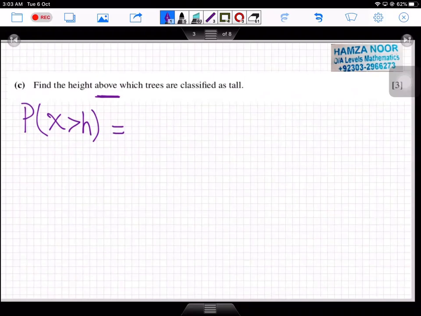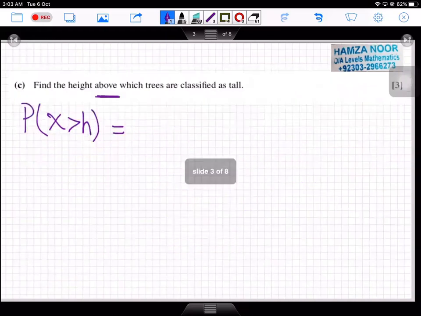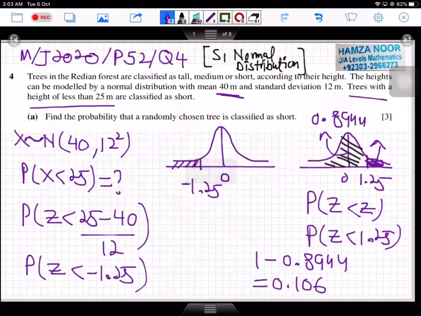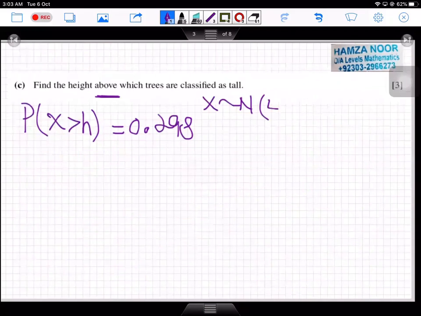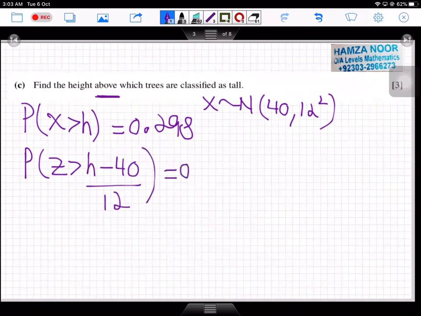But we know that the probability of a tree being tall is 0.298. And since we know that x is normally distributed with mean 40 and variance 12 squared, if we standardize this, the probability of z being greater than (h minus 40) divided by the standard deviation, 12, is equal to 0.298. Here we need to do a reverse lookup. We are given the probability, we need to find the corresponding z value.